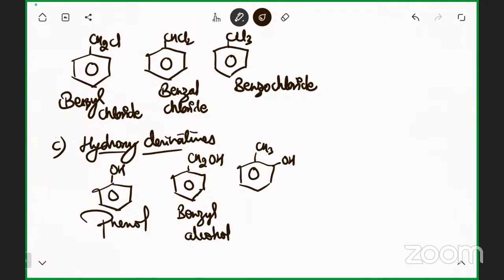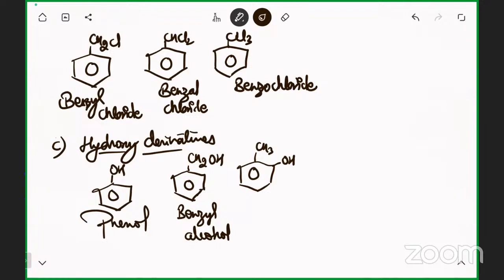Benzo alcohol. 1, 2, benzene alcohol. 1 methyl, 2 benzene alcohol. Which one is having more priority, CH3 or OH?